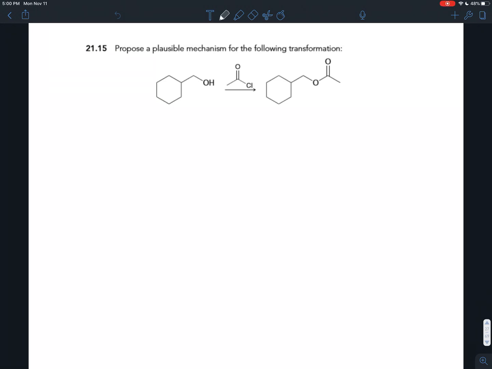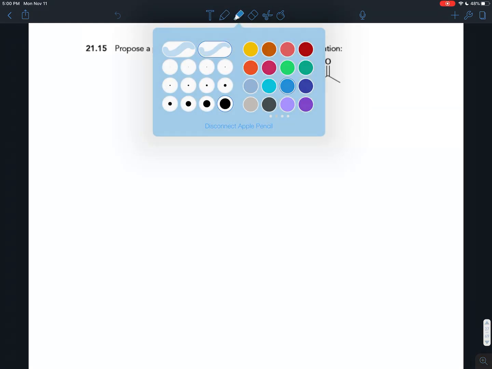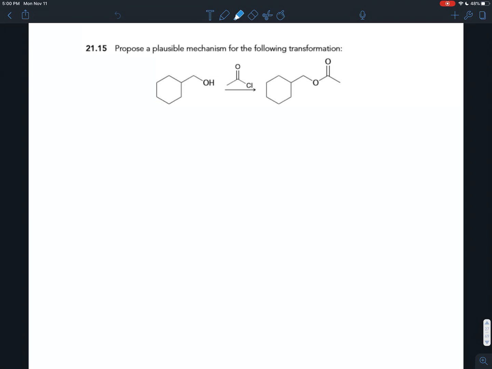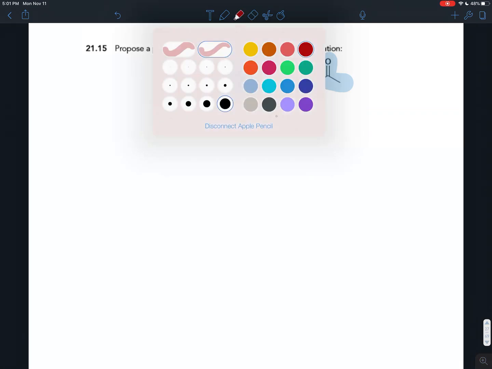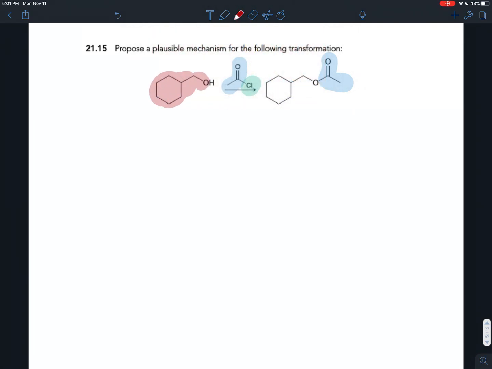In exercise 21.15, they're asking you to draw a plausible mechanism for the following transformation. When you look at the changes that happen in this molecule, you'll notice that on the one hand, you have this oxygen with a methyl group and a cyclohexane, and that still stays there in the final product. If you look at the other molecule, you'll notice you have a carbonyl with a methyl group on it, and you still have that carbonyl with a methyl group on it. What has changed is the other thing attached to the carbonyl carbon. The chlorine has been replaced by what we now recognize as a nucleophile.